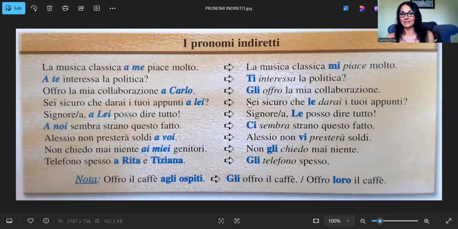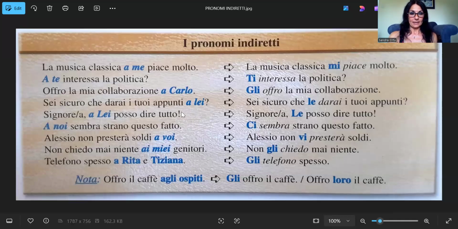Instead, this other question: are you sure you're gonna give her your notes? Meaning, will you have the time to do it? Or some other, I'm just giving you examples. We don't really know the context, but just examples to see the difference between one and another.